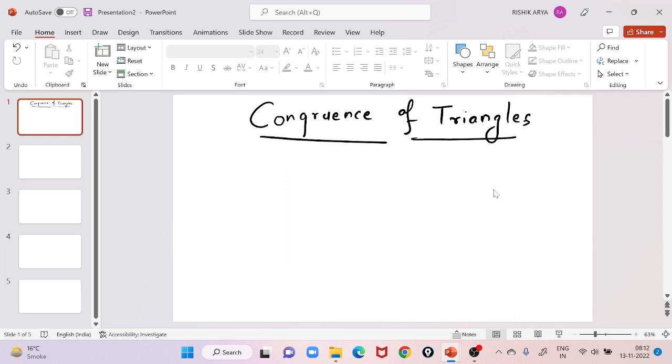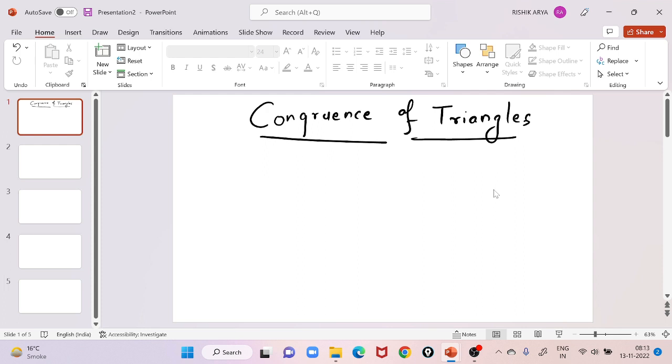So, congruency of triangles. What is the meaning of congruency? Congruency means that if one figure gets overlapped with another figure, that is congruency, meaning exactly the same. Exactly the same means Xerox copy of each other. That means exactly identical, same shape, same size. That is the meaning of congruency.